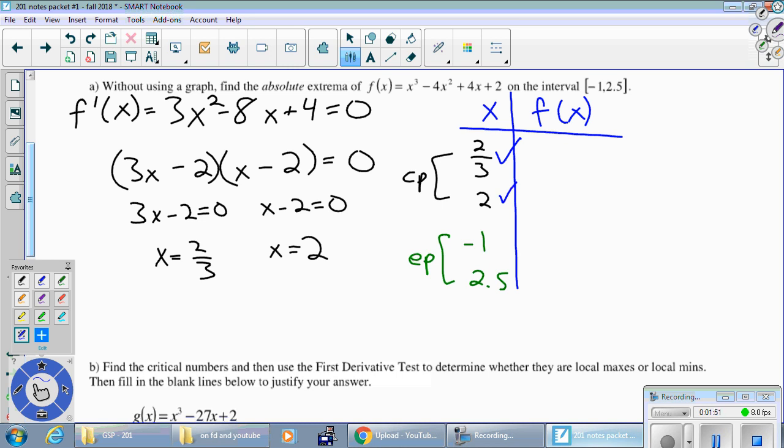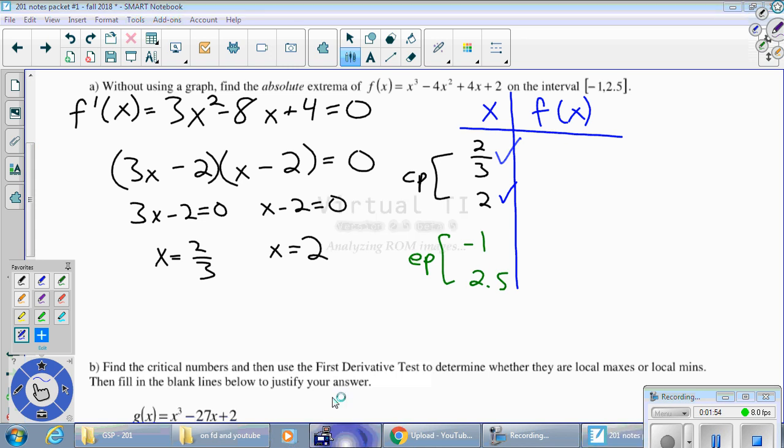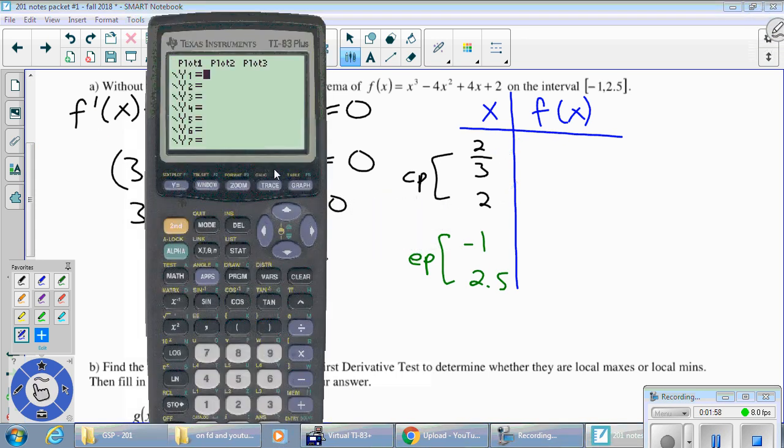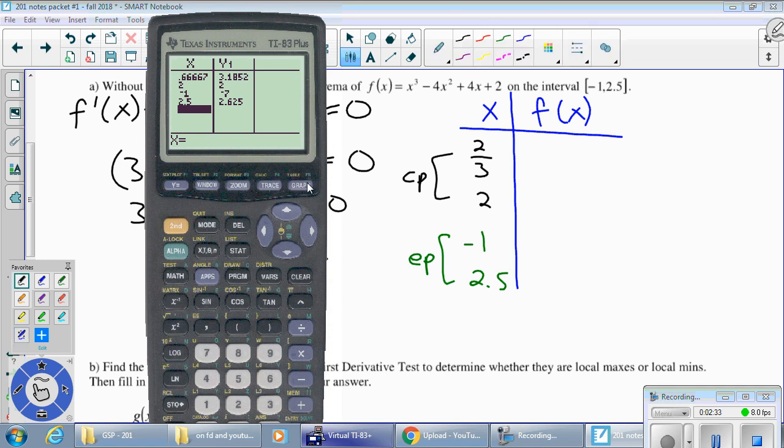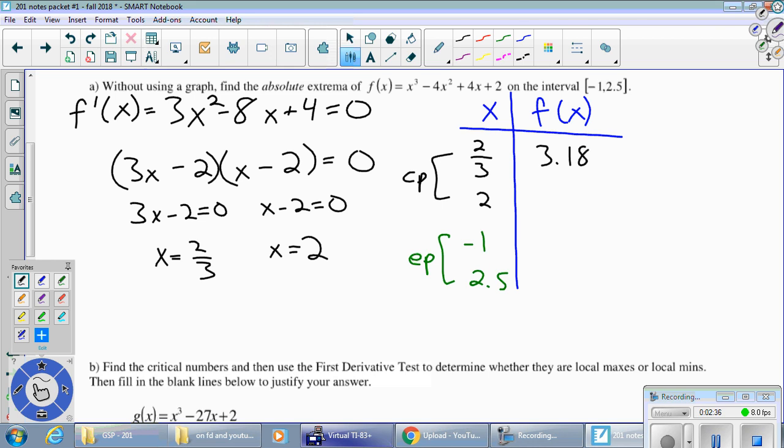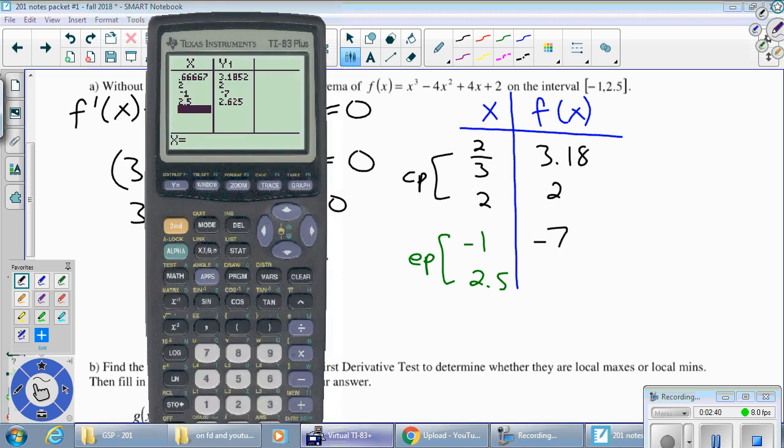So we're doing 4 function calls here. I'm going to use my calculator to save on the grunt work. And I think the best bet is to type the original function right in here. X to the 3rd, minus 4x squared plus 4x plus 2. Okay, and then set your independent variable to ask. And then second table. And so we'll just type in the numbers 2 divided by 3 and 2 and -1 and 2.5. So we got 3.18, 2, -7, one more, 2.625.